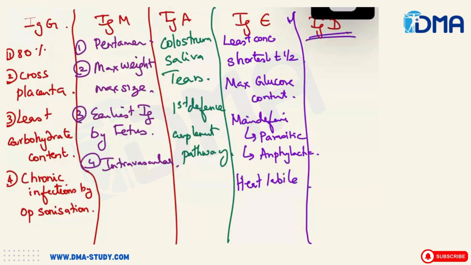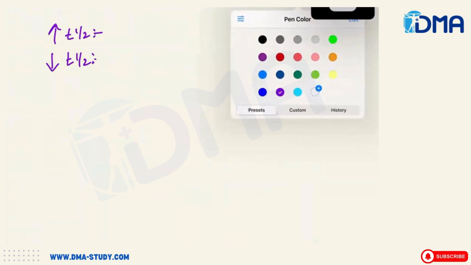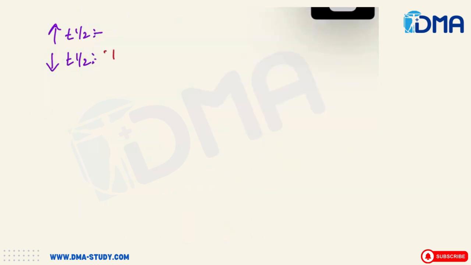Immunoglobulin D does not have much role to play. It is released from the B lymphocytes and is present on the surface of the B lymphocytes. If you ask me MCQs regarding the immunoglobulins, which immunoglobulin has the highest half-life? Tell me two things, the highest half-life and the lowest half-life. Lowest half-life is E, exactly, very good. Highest half-life is IgG.